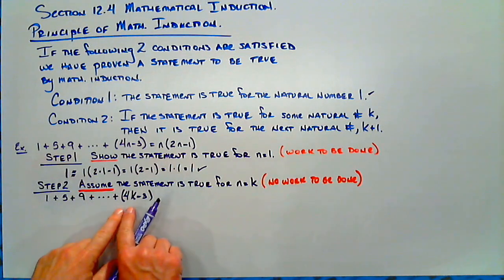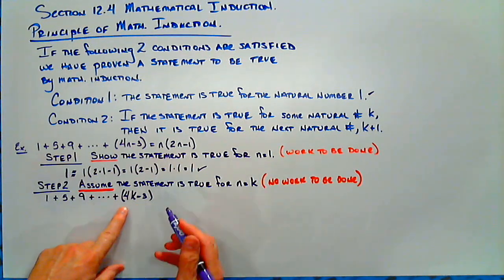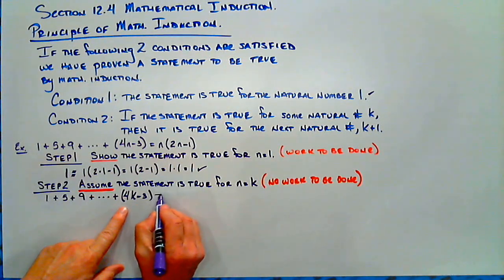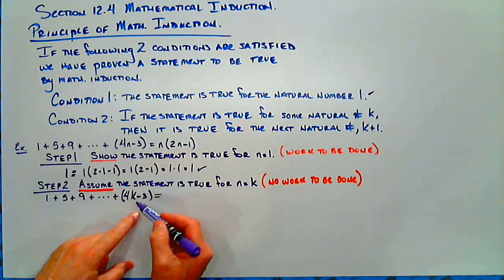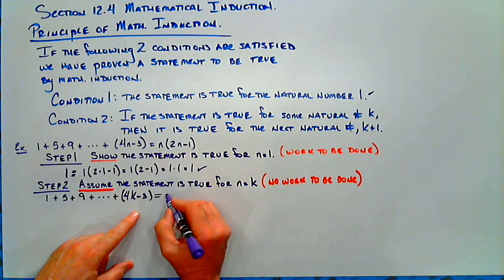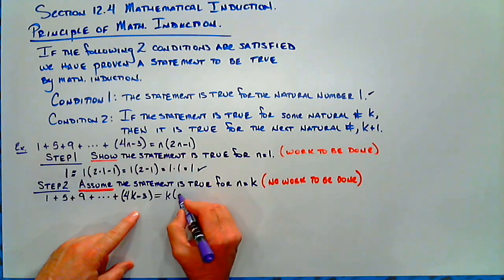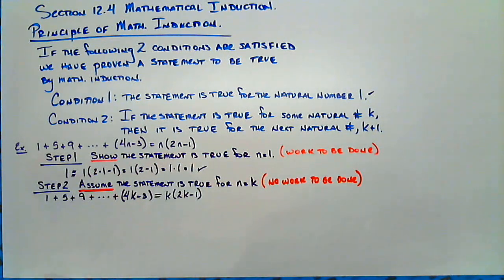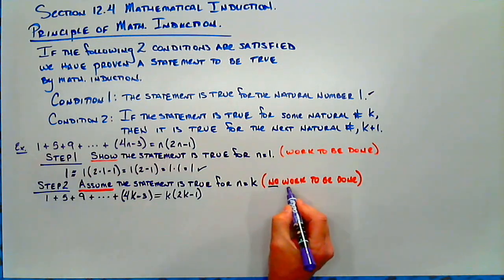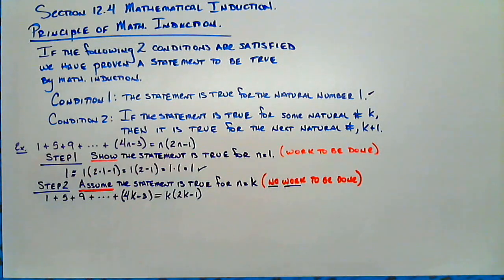So we've got it written out to the kth term on this side. Now, what are we assuming that's equal to? Well, we're assuming this statement right here is true. So if it's true for the kth term, it's true then on the right-hand side when we plug in k. Now, every time we do step 2 in an induction problem of this type, this is what step 2 is going to look like. There's no work in step 2, right? No work to be done in step 2.